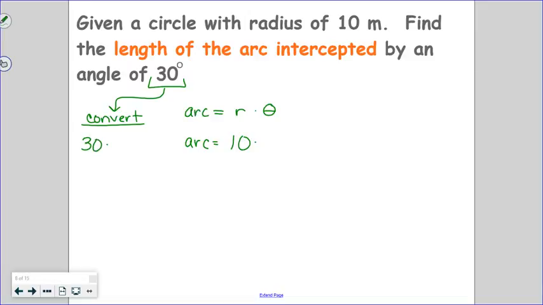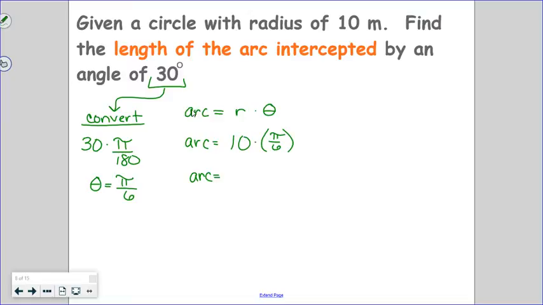When we are going from degrees to radians, we want the pi to be in the top. So I would take 30 divided by 180, simplify that fraction. Simplifies down to what? 1/6. So theta is pi over 6.